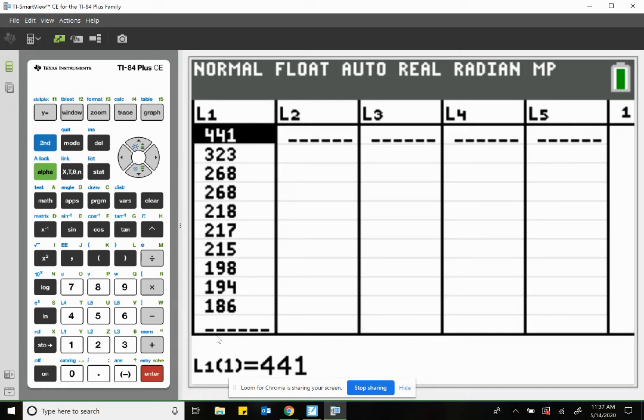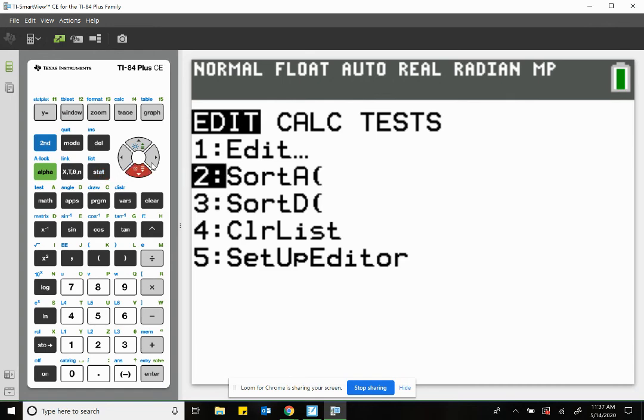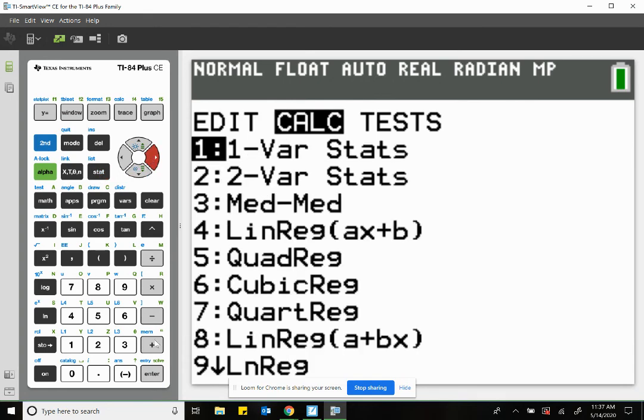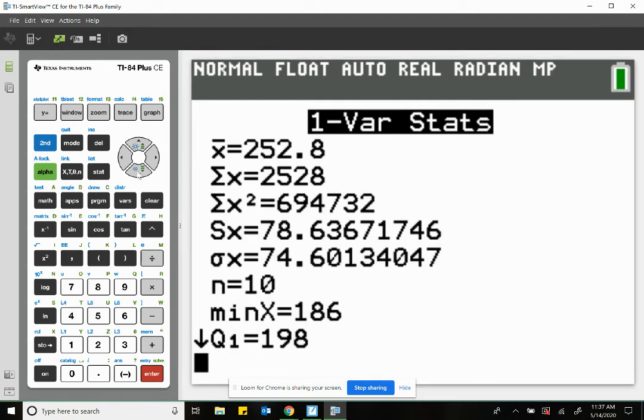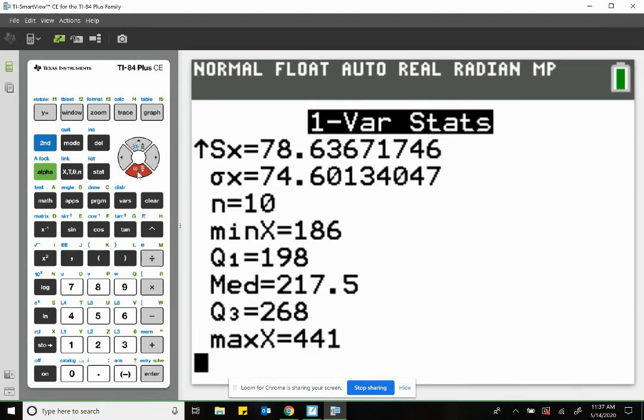So your calculator can sort all that information for you, but again, you don't have to, because all you really want to do is go into stat and have it calculate one variable statistics for you. And scroll down, and there's all the information you need.